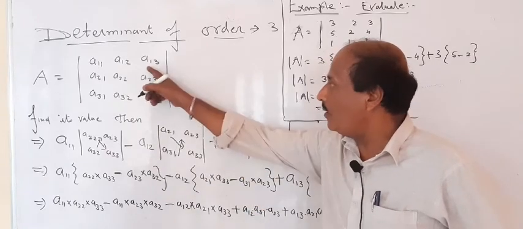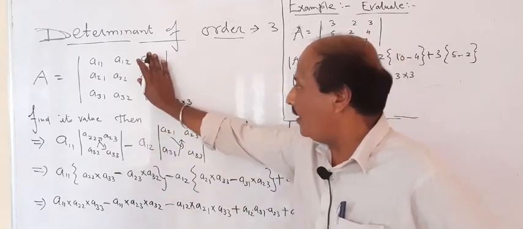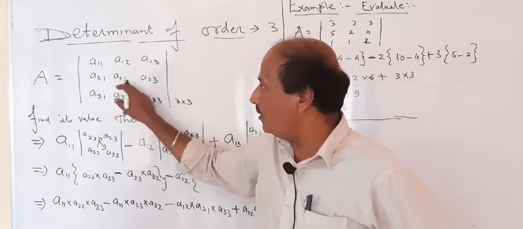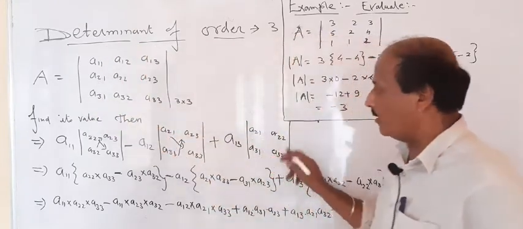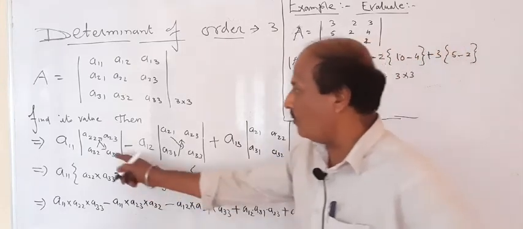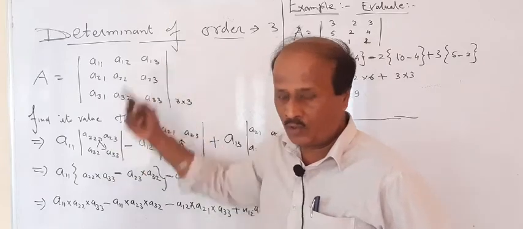Then, the third element is A13. So, A13 is in this column and this row. Put a hand on that. So, you will be remaining with these 4 elements and that will form one more minor determinant. Now, you know how to solve a minor determinant. That was our first topic.